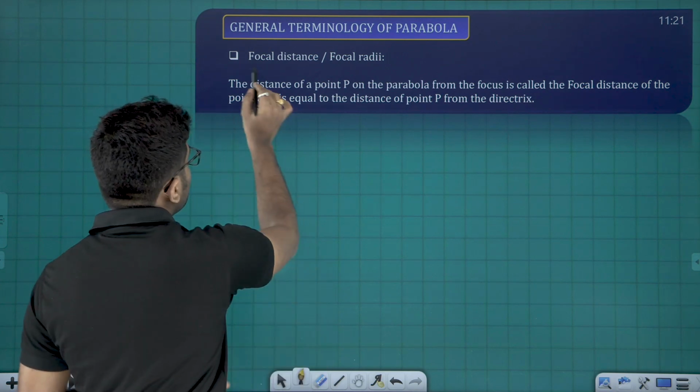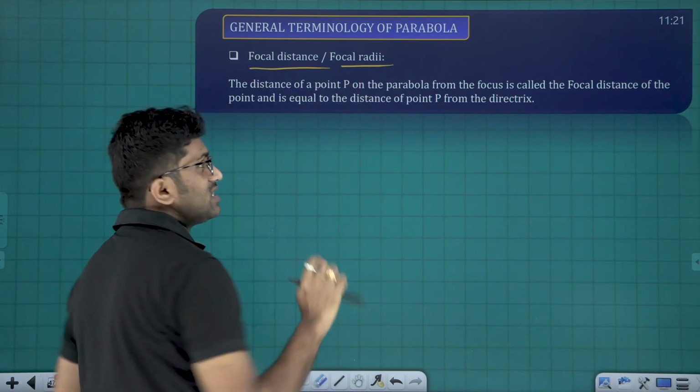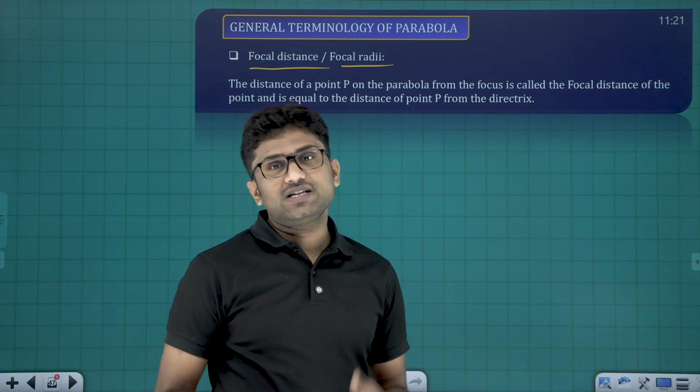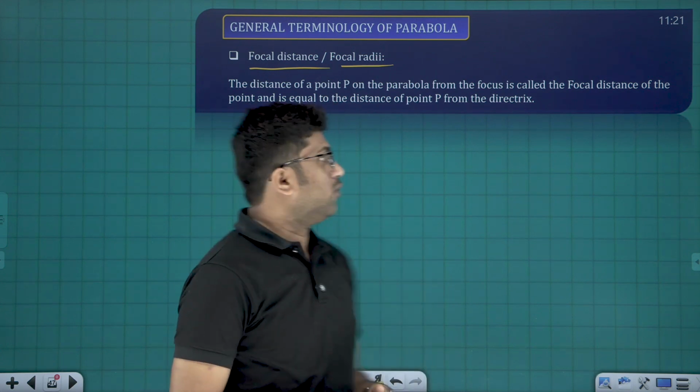Now focal distance, or we say focal radii. The distance of any point P on the given conic from the focus is called the focal distance or focal radii.